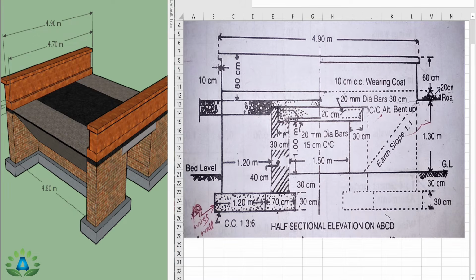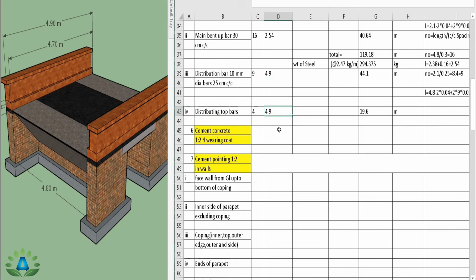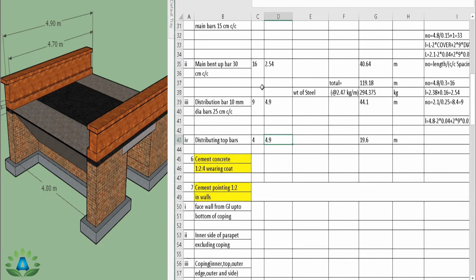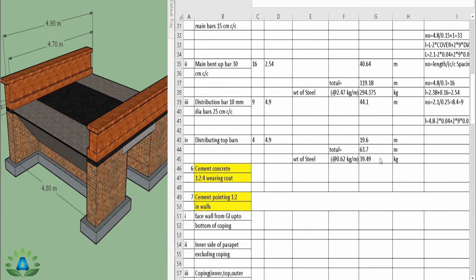So the top distribution bar number is 4, and the length is the same, that is 4.9 meter as above, and we get our total quantity 19.6 meter. Now we have to calculate the weight of the steel at the rate of 0.62 kg per meter. So we get the total weight 39.49 kg.